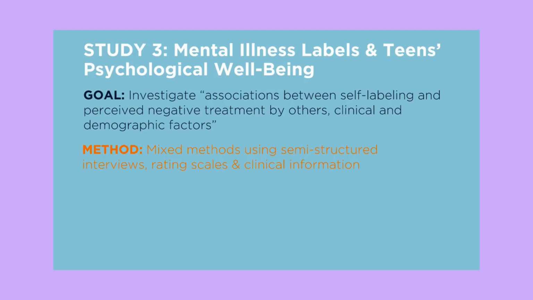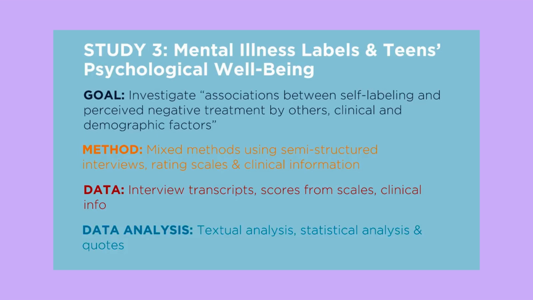They did semi-structured interviews with some open-ended questions where teens could express their thoughts and emotions. They also used rating scales to quantify teens' experiences like the Rosenberg Self-Esteem Scale and clinical information about each patient, like their type of disorder and age of first treatment for mental health issues. The data in this study consisted of interview transcripts, scores from the scales, and clinical information.